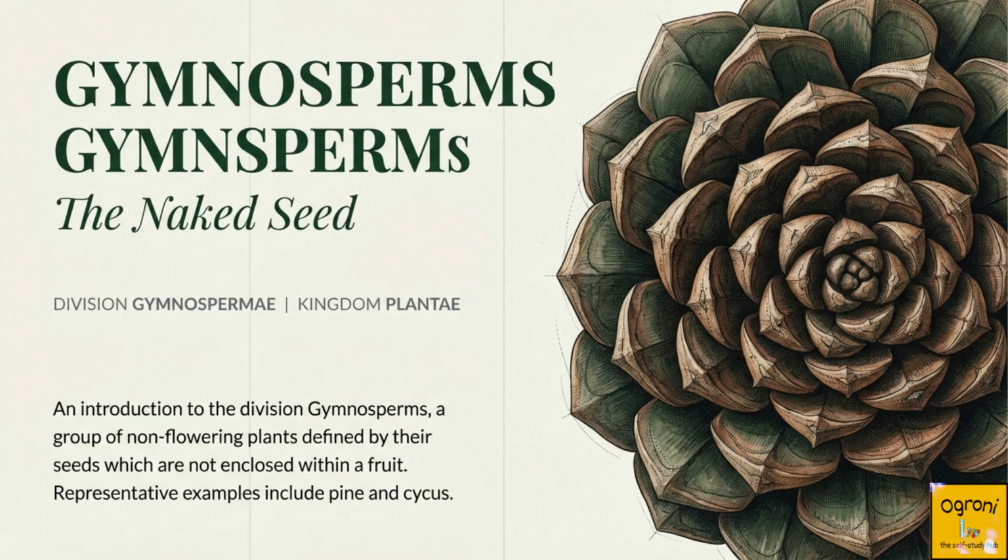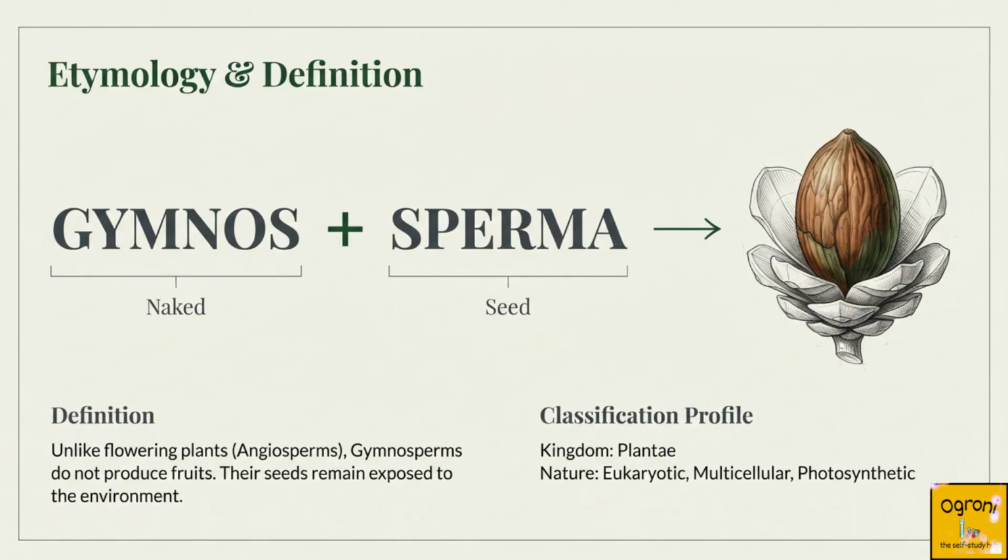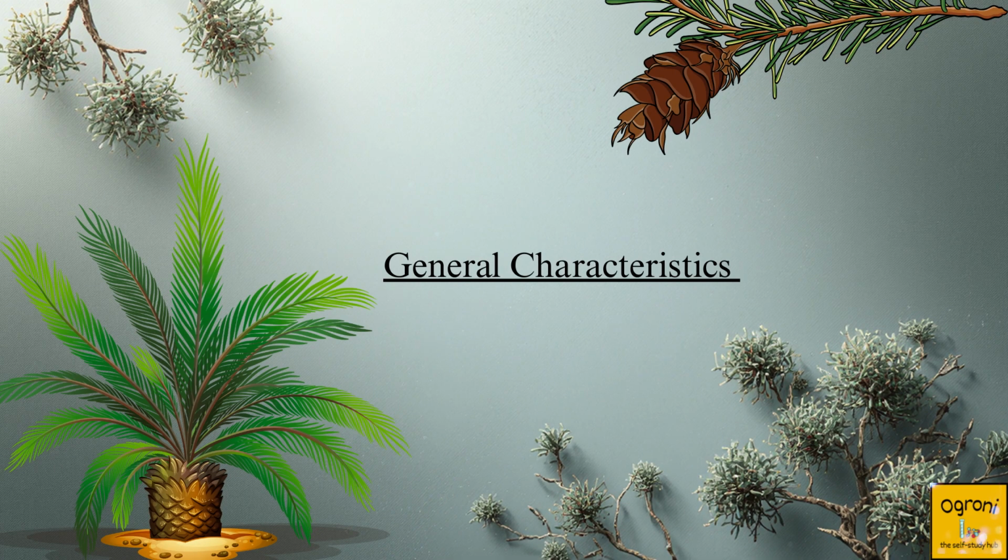In this video, you are going to learn about the division Gymnosperms. The word gymnosperm means naked seed in Greek language, where gymnos means naked and sperma means seed. They are so named because gymnosperms do not produce fruits and seeds remain exposed to the environment. Now let's discuss the general characteristics of gymnosperms.